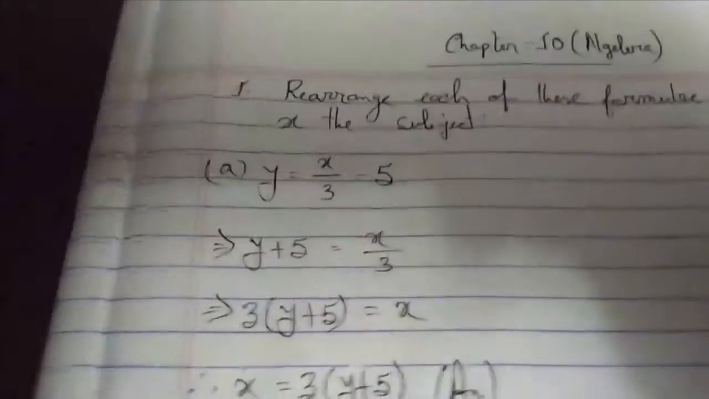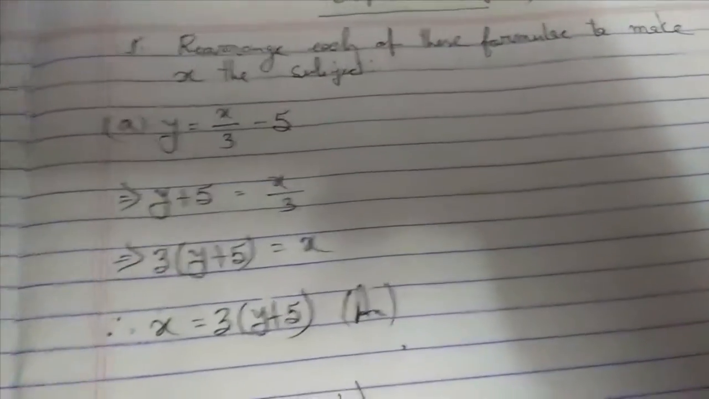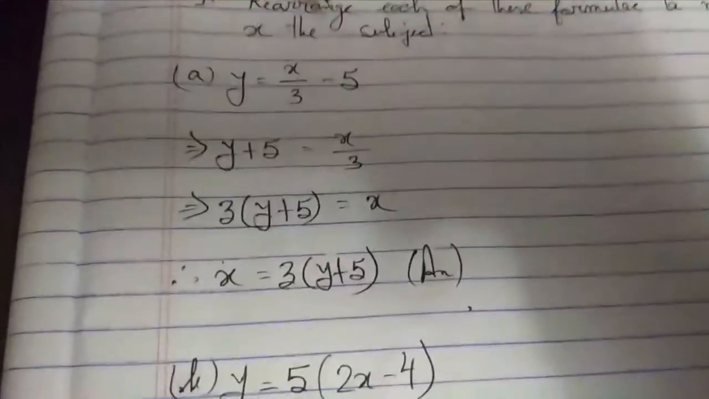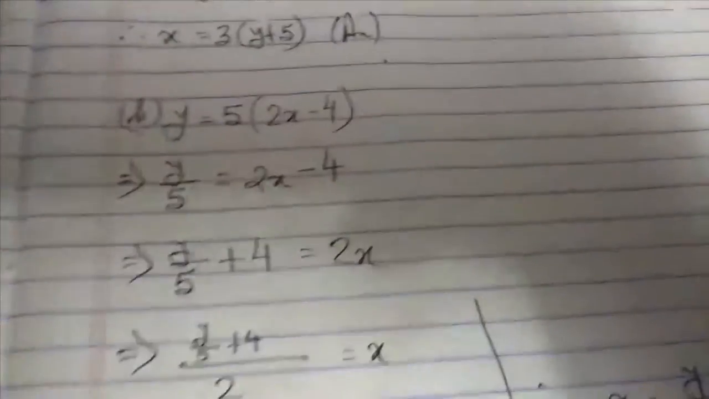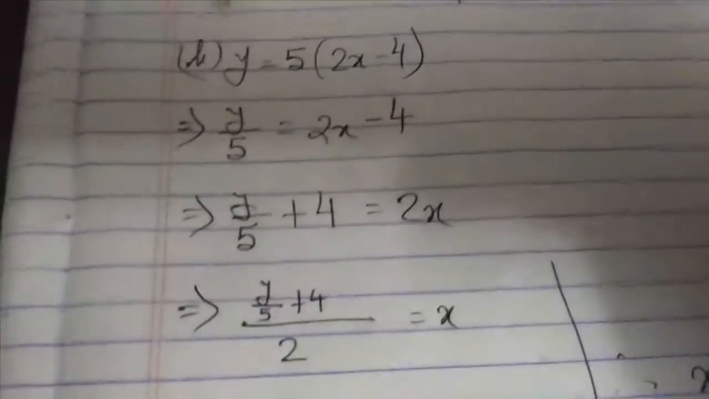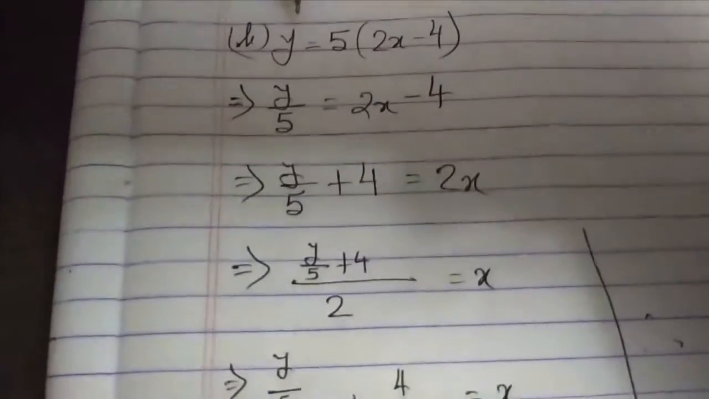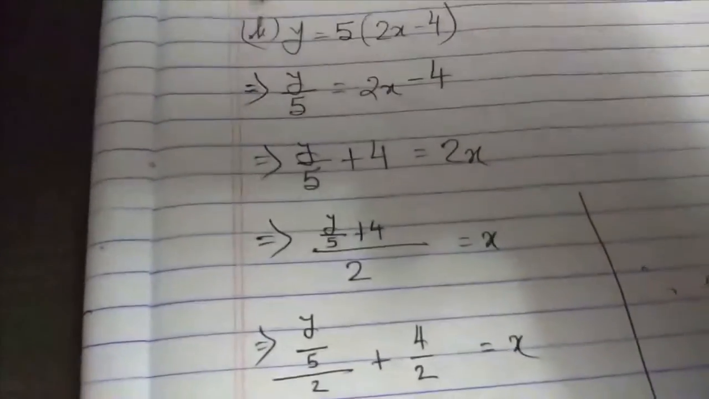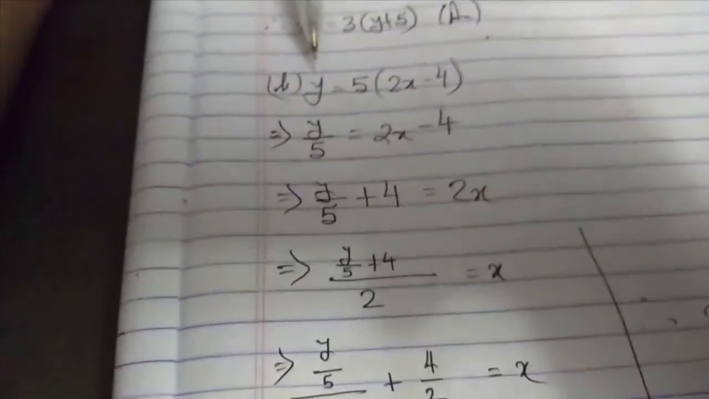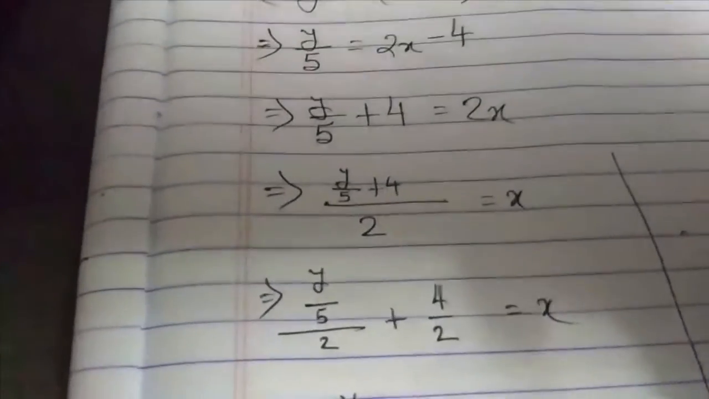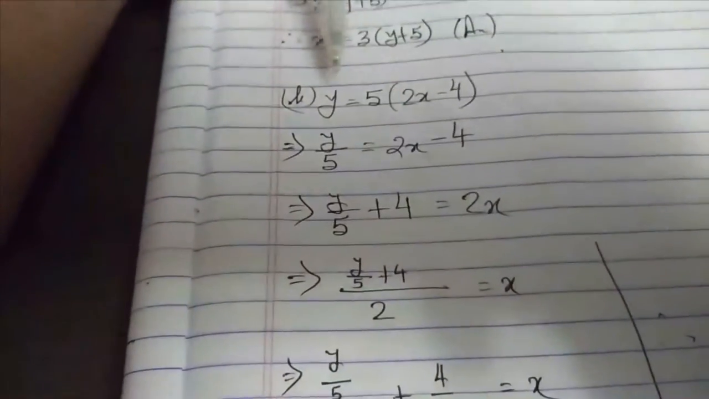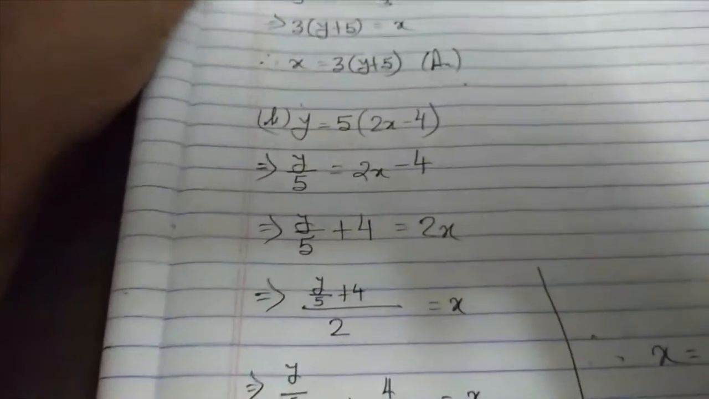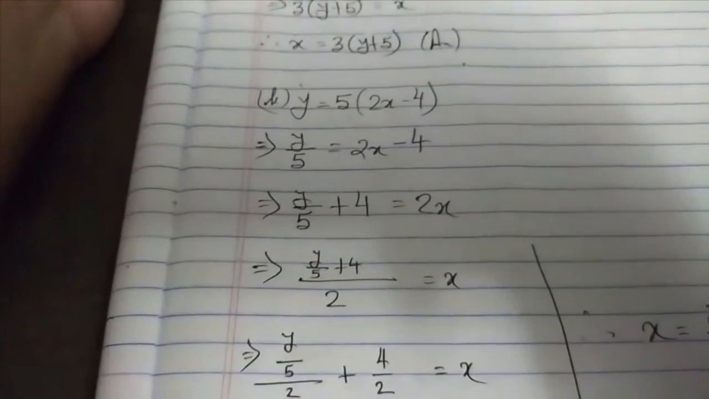Now we are moving to our next problem. This is basically the same thing. The question is the same: rearrange the following formula to make x the subject. We have to do the same thing here as well. From this equation we have to make x the subject, whereas we have y as the subject in the question. The question says y equals 5 multiplied by (2x minus 4).